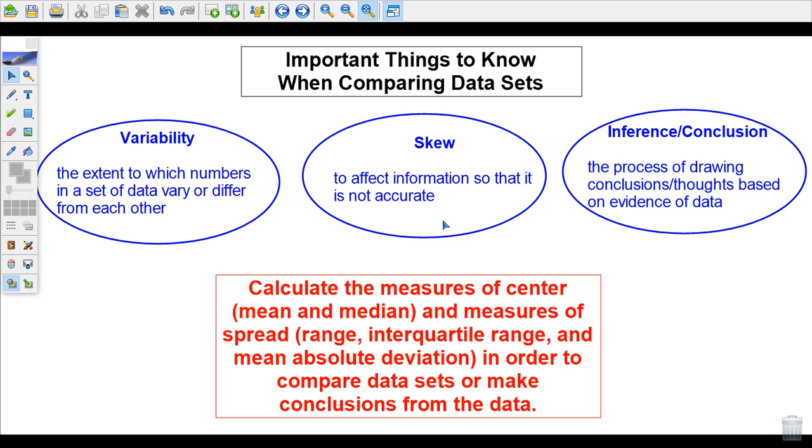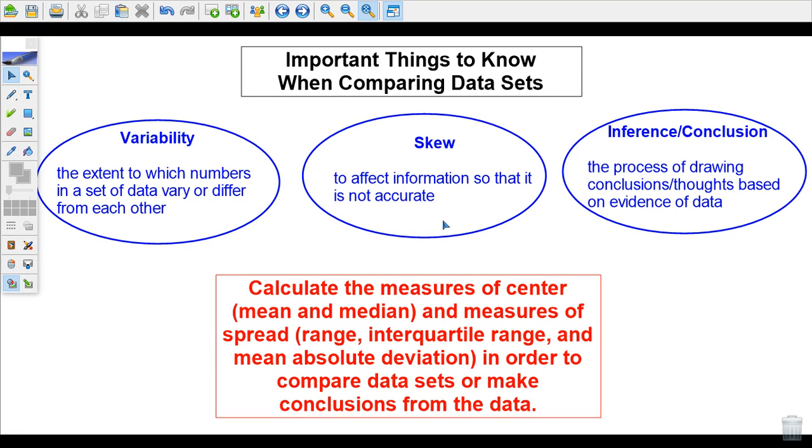For instance, the mean of a set of data can be skewed quite a bit if there's a number or several numbers that are way bigger than all of the others, or way smaller than all of the others. So those are called outliers. If a number is really larger than everything else in the set, typically it's referred to as an outlier. There is a formula to determine whether something's an outlier, but for now we're just going to say an outlier is something that's very different, bigger or smaller than all of the other data. So those things can skew the mean, but skew in general just means affecting information so it's no longer accurate.